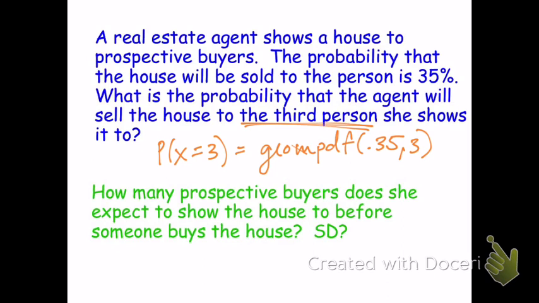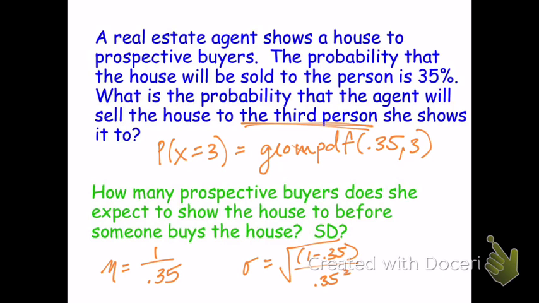Then the question where you would need mean and standard deviation says, how many prospective buyers does she expect to show the house to before someone buys the house? So how many houses is she going to have to show before she expects to actually sell it? For mean, you would do 1 over 0.35. And then the standard deviation is the square root of 1 minus 0.35 over 0.35 squared.